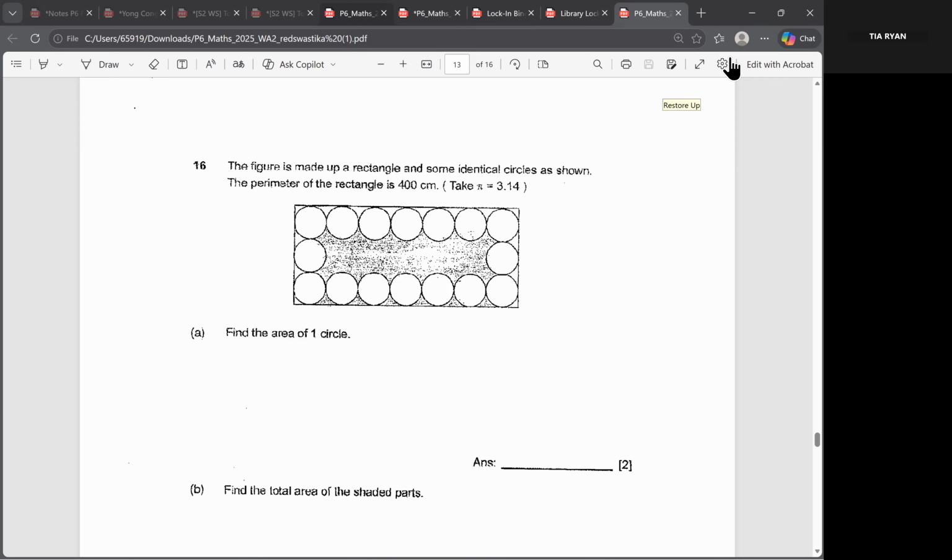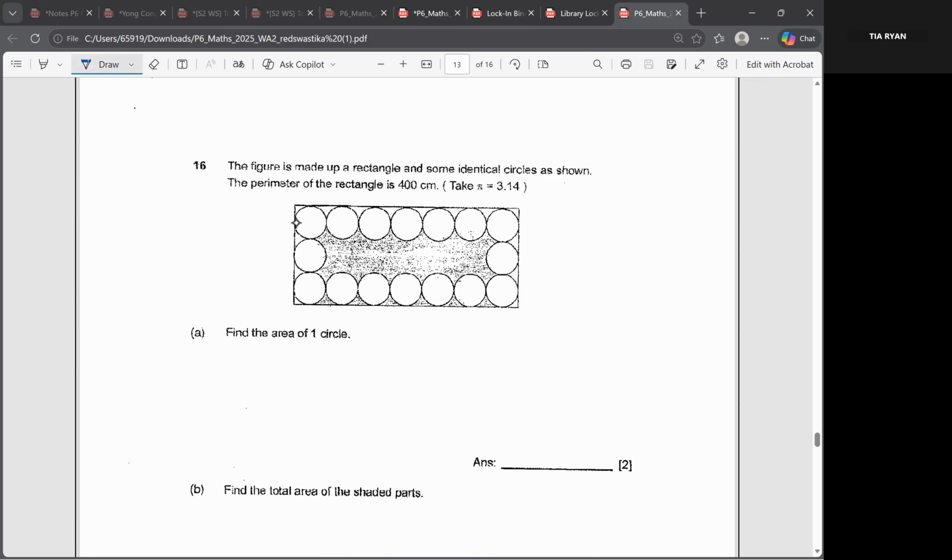Alright, okay, so the figure is made up of a rectangle and some identical circles as shown below. Agree? So the perimeter of the rectangle is 400 cm. So the perimeter is all around. Agree? So what is the length made up of? Let's find out.